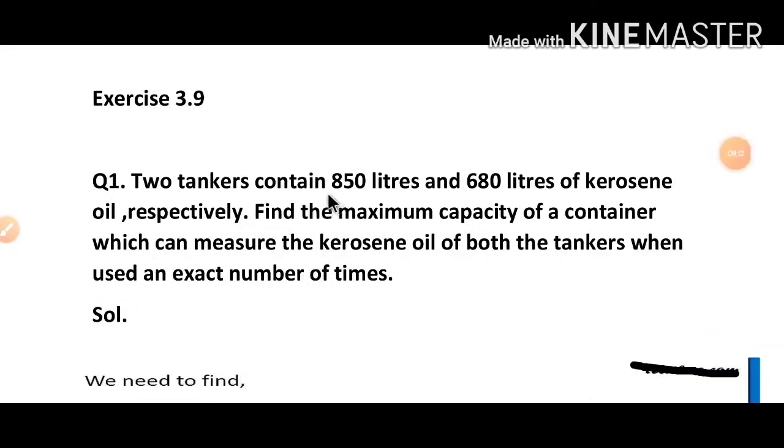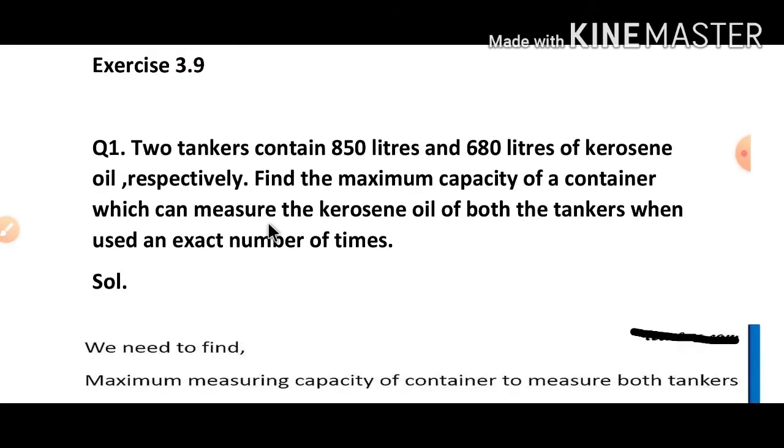Two tankers contain 850 liters and 680 liters of kerosene oil respectively. Find the maximum capacity of a container which can measure the kerosene oil of both the tankers when used an exact number of times. Here you can see that two tankers are given and they contain how many liters of kerosene? 850, and the second one 680 liters.